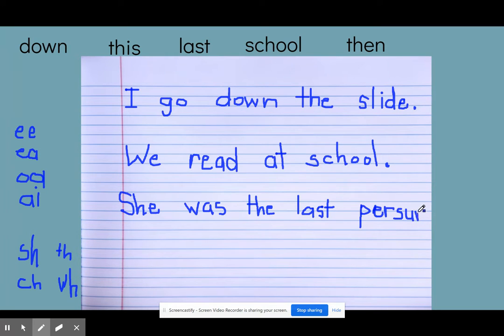Now this is not exactly how you spell person, but for first grade now, it's perfectly fine. We counted out our syllables, we put our sound. Okay, so even though it's not perfectly spelled correctly, it is okay for right now. She was the last person. Now I don't have any more space. I need to come all the way back over here. In.